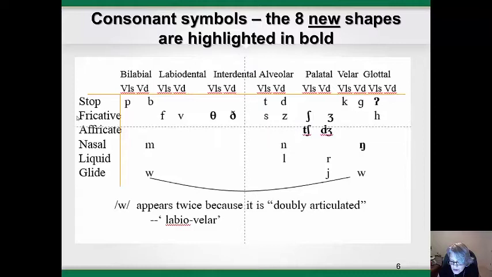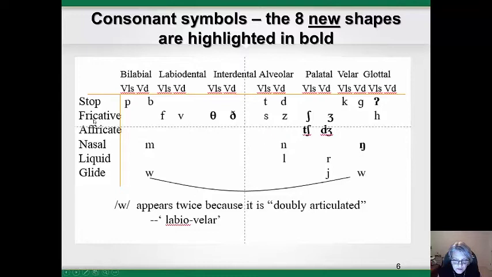Here we go. First are the stop sounds. The first sound is p, as in pop. The next sound is b, as in bob. Next is t, as in top. D, as in dog. K, as in cop. G, as in god. And finally, the glottal stop, which is the middle sound in uh-oh. In the next row are the fricative sounds.